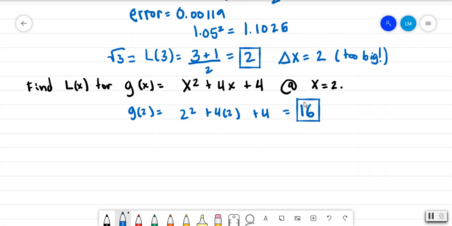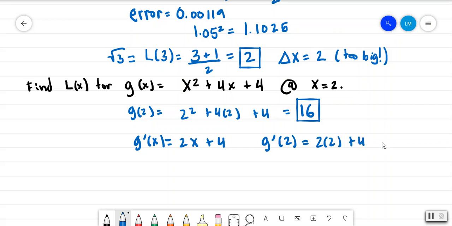Okay, now what if I wanted to go ahead and find the derivative. So we have g prime of x is equal to 2x plus 4. But we need to find the slope of the tangent. So g prime of 2 is equal to 2 times 2 plus 4, which is basically just 8. So the slope of the tangent is equal to 8.